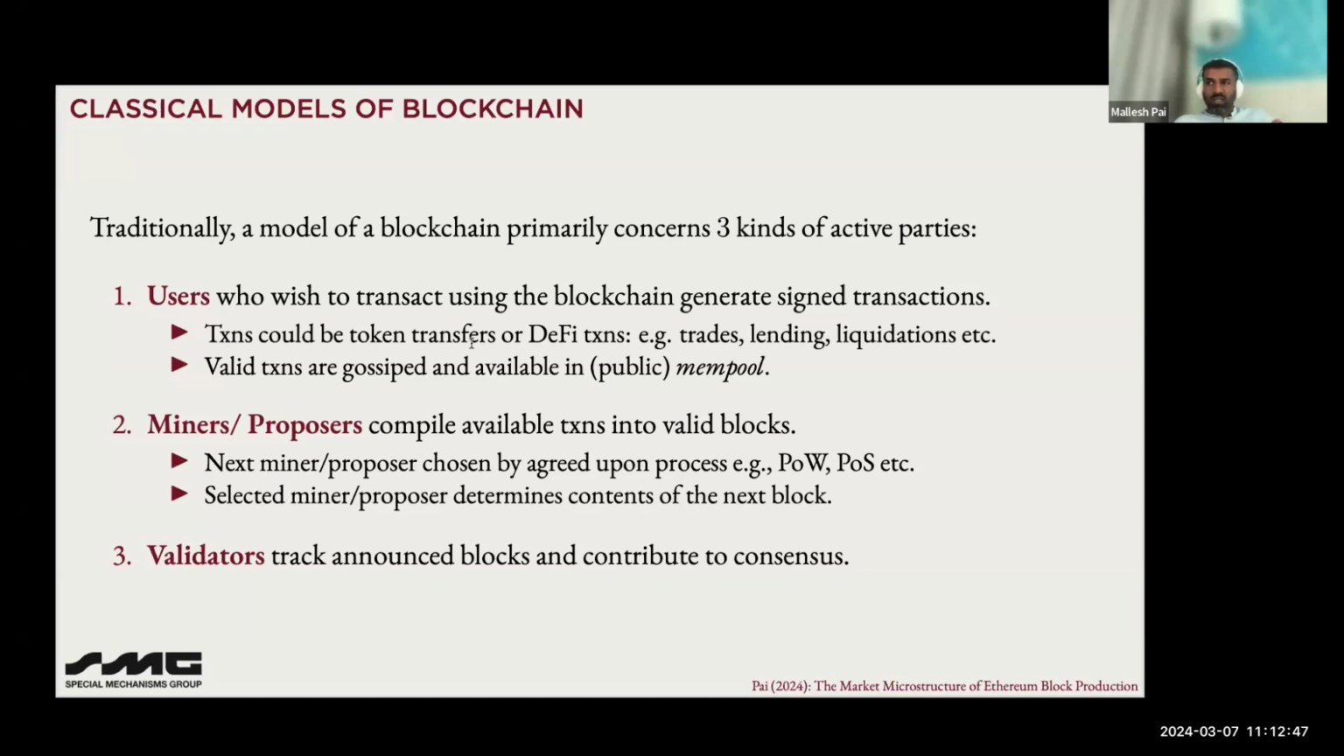Proof of stake is where each of the miners or proposers has a bunch of the underlying tokens staked, and then they get randomly selected based on the fraction of the tokens that they have staked vis-a-vis the total amount of tokens staked. The selected miner or proposer is going to determine the contents of the next block, and then validators, who might be the same people as miners or proposers, but the ones who are not announcing the next block, have to track the announced block and contribute to consensus so that we get this decentralized consensus on what was the next block and what happened in that block. So that's our classical model of a blockchain.